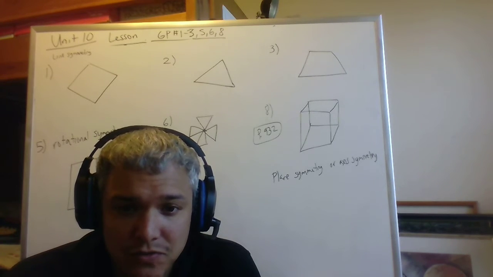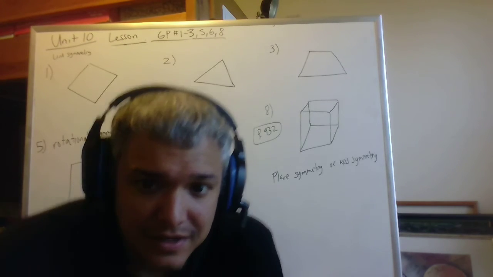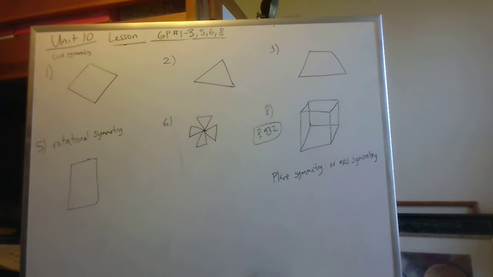Lesson 8 starts with problems 1, 2, and 3 of the guided practice, and this asks us if there's line symmetry. So we're supposed to say yes or no, and then how many lines of symmetry. And then problems 5 and 6 have to do with rotational symmetry, which I'll go over, and then problem 8 has to do with plane symmetry or axis symmetry.